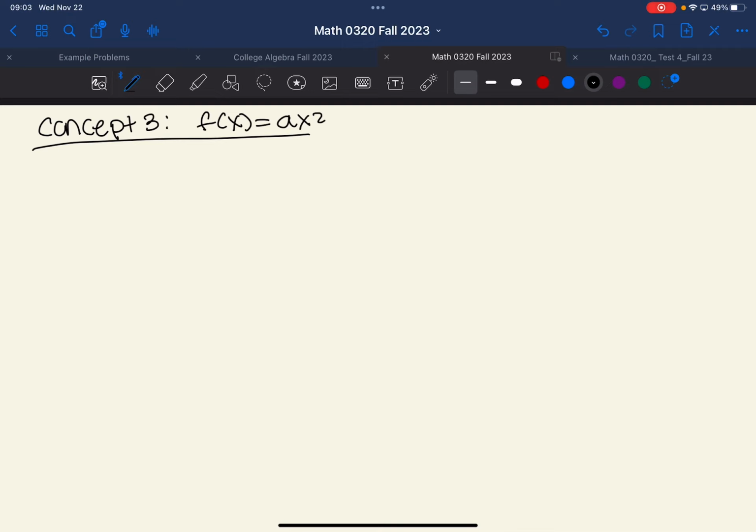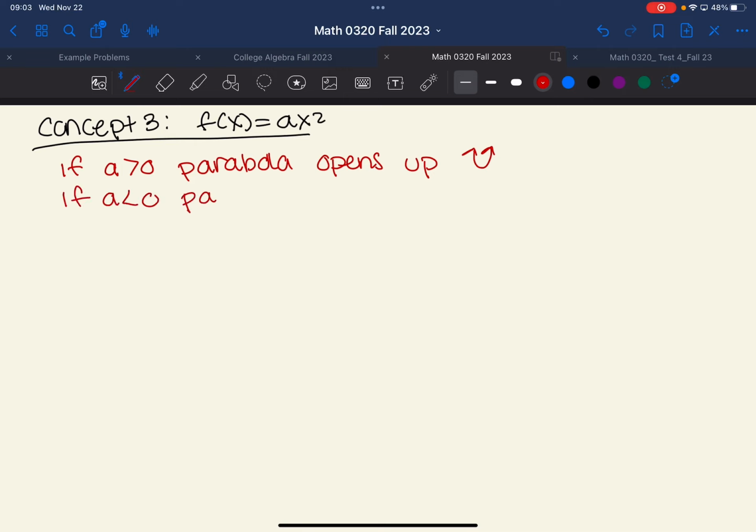So looking at these properties, if a is positive, then the parabola opens up. So like this. Opens up. Okay. If the parabola is negative, so a is less than 0, it's going to open down. Okay.